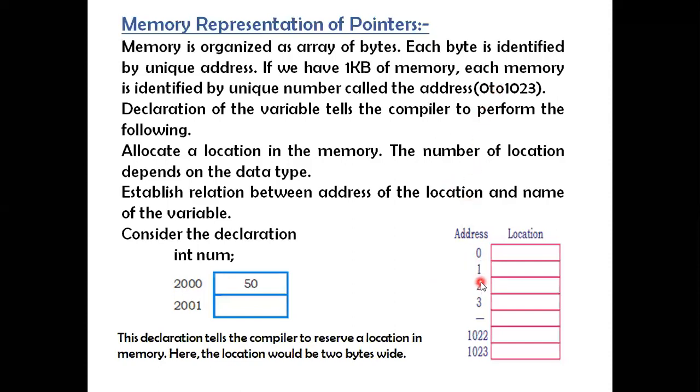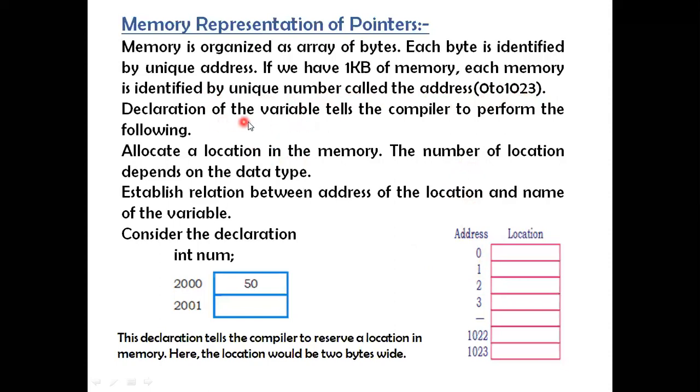You can go on checking 0, 1, 2, 3, 4, 5, 6, and so on. The last will be 1023. The memory address has not repeated at all. They will be different from each other. That is why each location is identified by a unique number called the address. In brackets, they have given the range, 0 to 1023. That is what 1 kilobyte is.